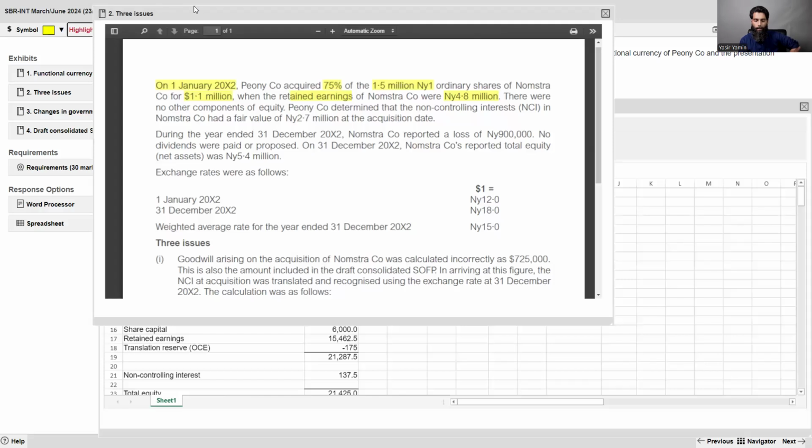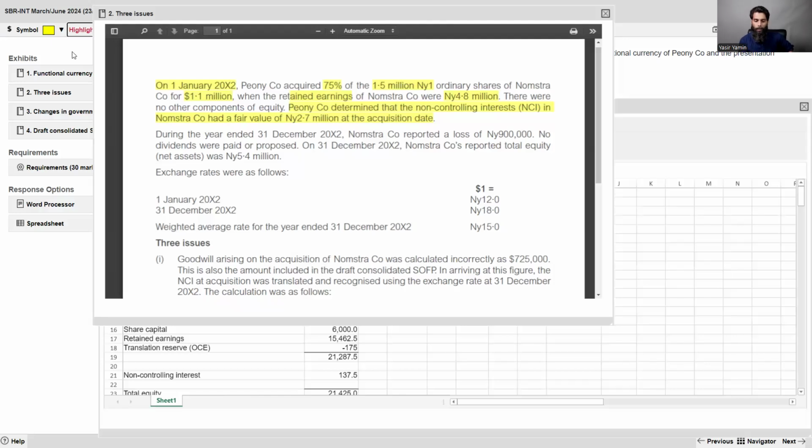Excellent. Very good. It says there were no other components of equity. Peony company determined that the non-controlling interest, NCI, in Nomstra company had a fair value of 2.7 million NI at the acquisition date. So they are also providing us with the fair value of NCI at the date of acquisition. Can anybody tell me why they would be providing us with pre-acquisition retained earnings and NCI's fair value at the date of acquisition? Very good. This would help us in determining the value of goodwill.